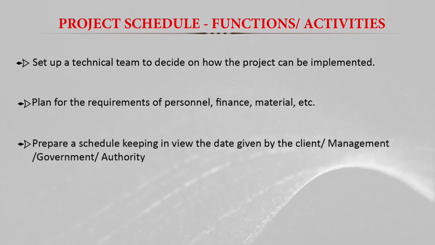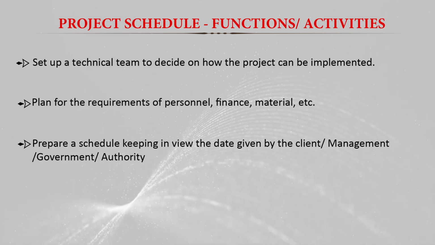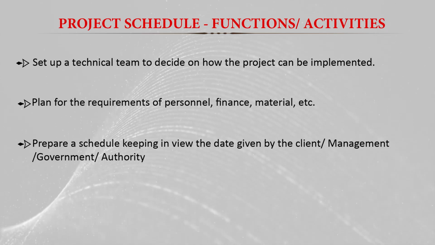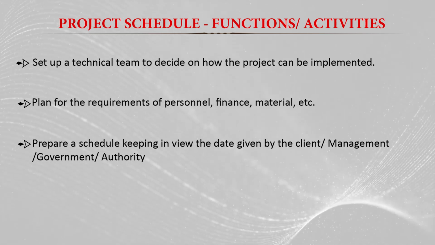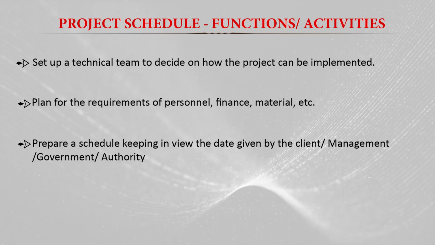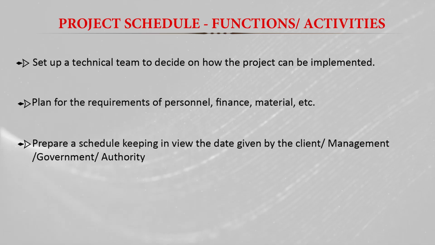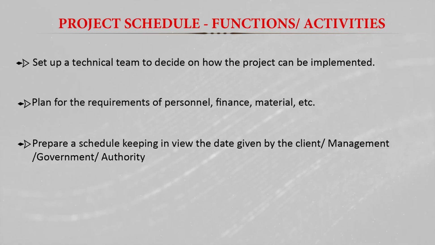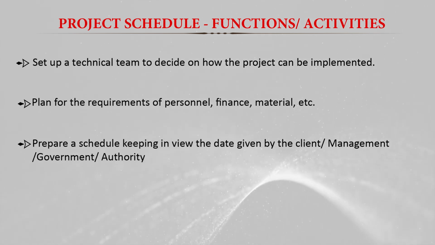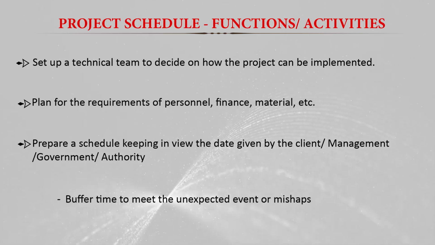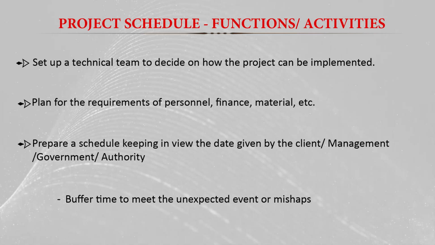Then we prepare a schedule keeping in view the dates given by the client, management, government or authority. When we prepare the schedule of the project activity, we always keep in mind the dates given by the authority while sanctioning the project. If they have given the date of project implementation as 2 years, we have to plan accordingly so that our project activity is completed within 2 years, and we also have to provide some buffer time to meet unexpected events or mishappenings during the project implementation.